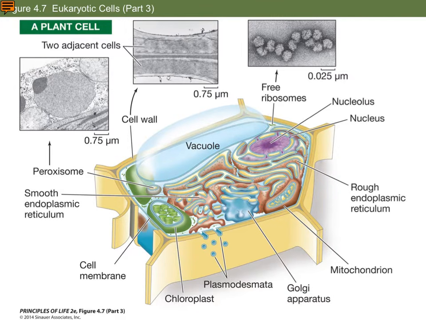Some of the key things to look for in trying to distinguish between an animal cell and a plant cell include the presence of a cell wall, the presence of a large central vacuole, the presence of plasmodesmata, and the presence of a chloroplast. You can use these key features to distinguish between a plant cell and an animal cell.